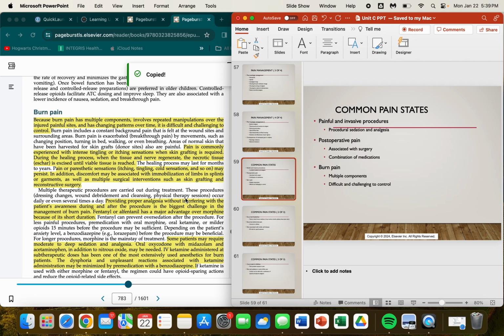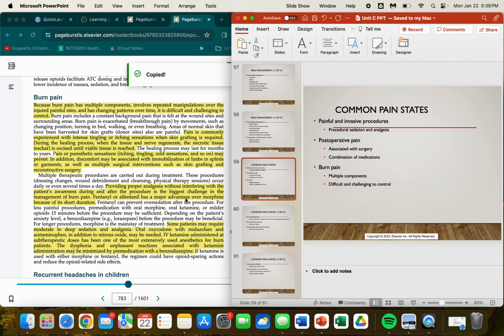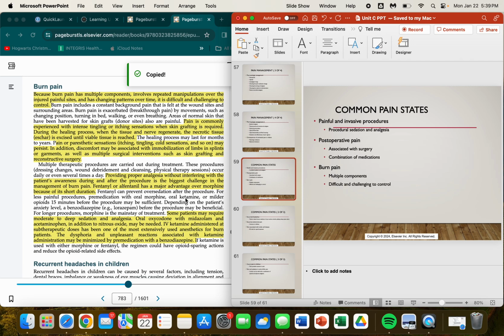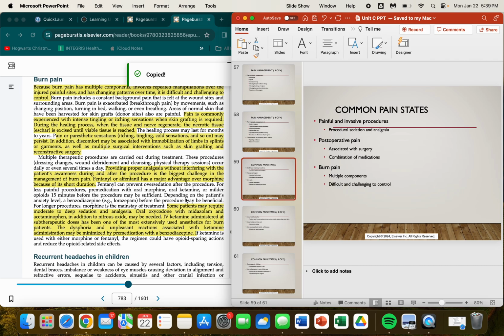Your book talks a little bit about burn pain. Because burn pain has multiple components, it involves repeated manipulations over painful sites. Often burn patients go through really grueling and significantly painful procedures like skin grafting and constant debridement to help regenerate the nerves and the tissues. Those are very painful things.